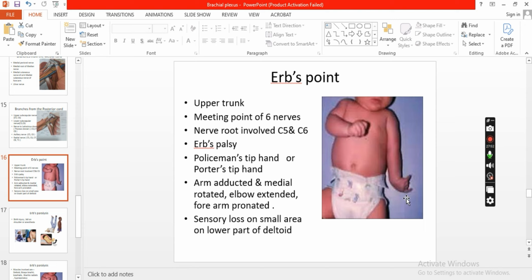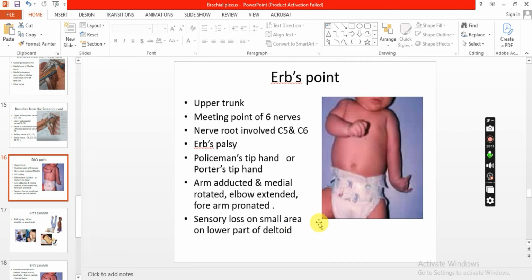A policeman cannot ask you for the bribe directly, so he is just asking with a gesture that says keep the money here. Hence it is basically called the policeman's stiff hand.